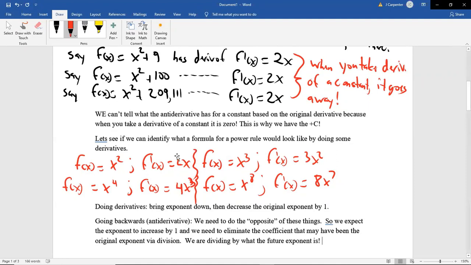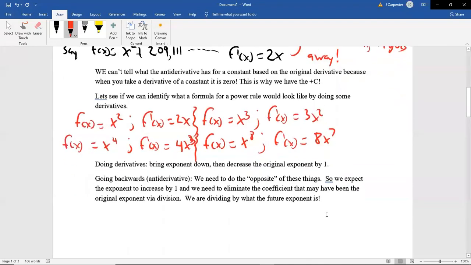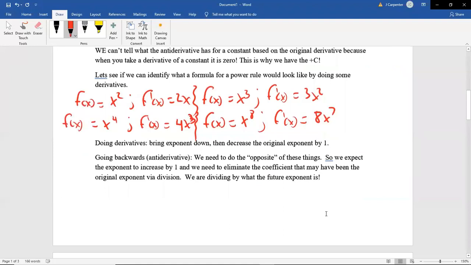So again, in order to get rid of this 2, you divide by 2, which is the next up exponent. To get rid of this 3, we divide by 3, which would be the next up exponent. To get rid of this 4, we divide by 4, which is this exponent plus 1. Divide by 8, so there's no 8 here anymore, which should have been 7 plus 1. This is what leads us to our formula by just observation.